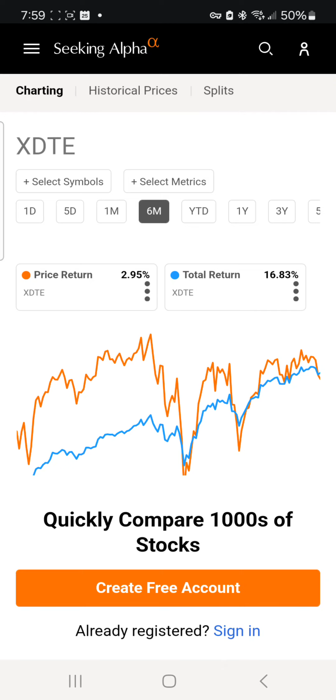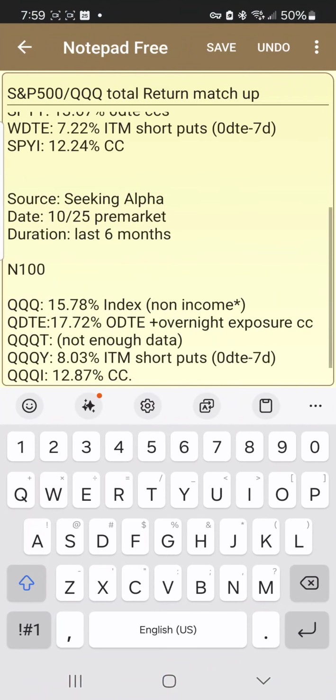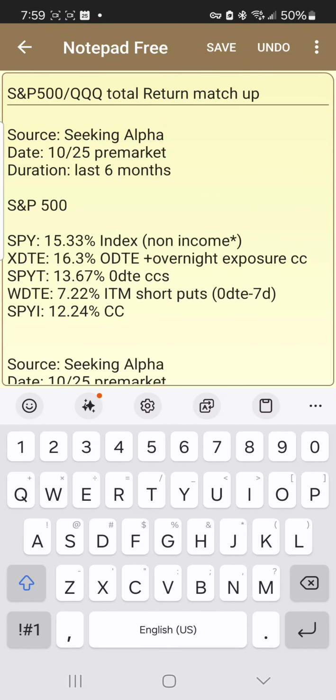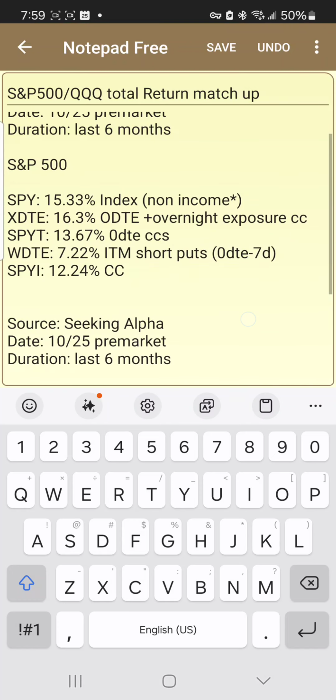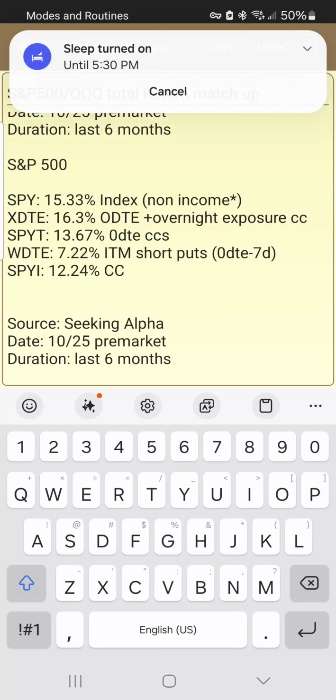To save you guys time and for the sake of brevity, I did an entire chart and I just gave you the footnotes to make everything really easy. Like you see here, SPY 15.33, XDTE 16.83. Just so you know, Roundhill beat everybody so far. I'm not saying it's the best fund in the world. I'm not giving you any recommendation or advice. I'm just presenting you the numbers.